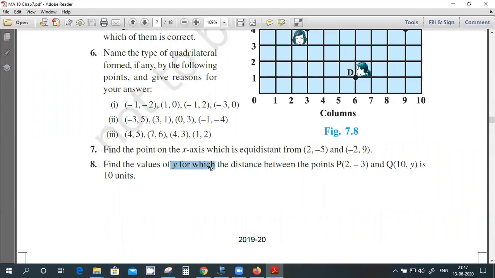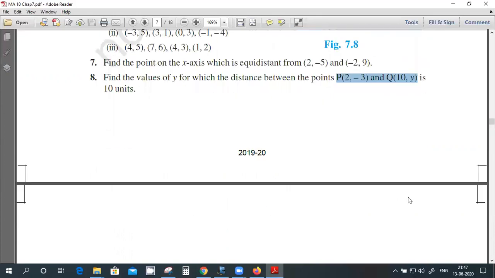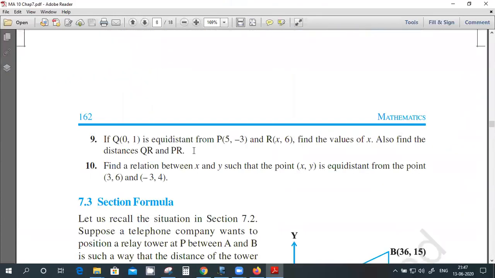Find the value of the unknown, given that the distance between the points is 10. It's very simple. The distance between these two is 10, so what should be the value? This point is equidistant from these two. Find the value of x. How do you find the value of x here? Q is equidistant from these two.